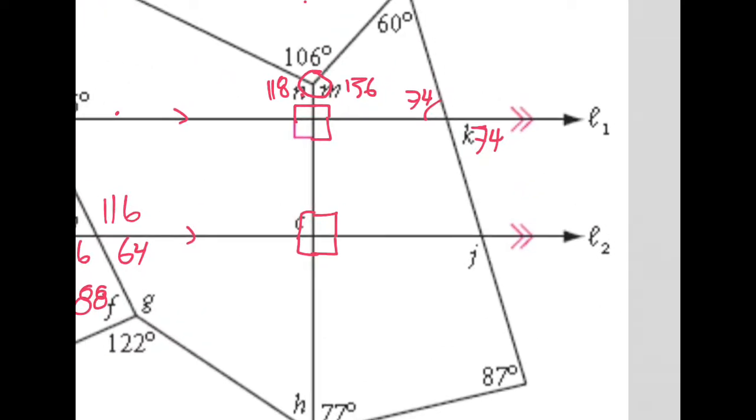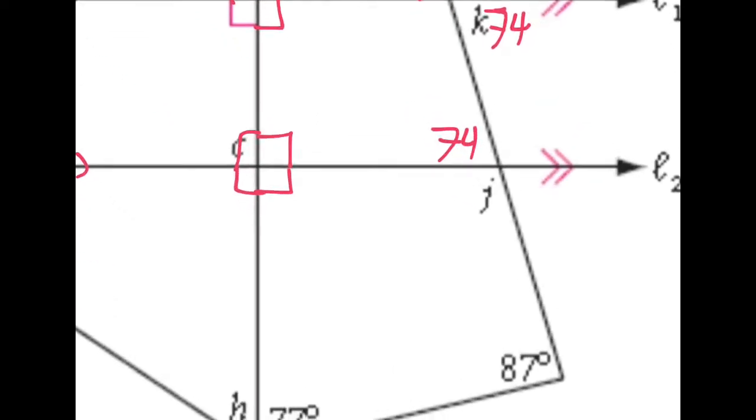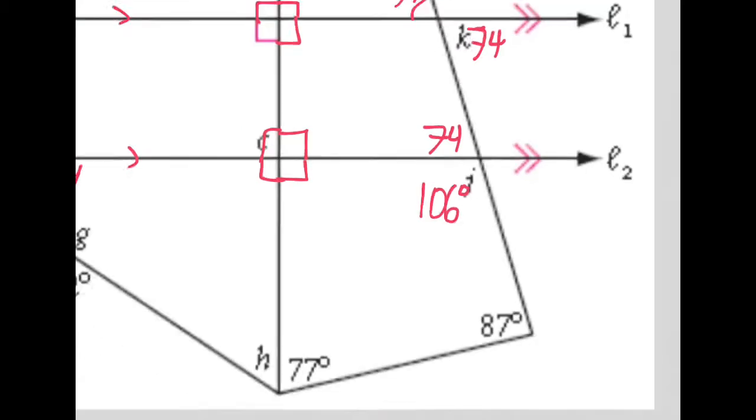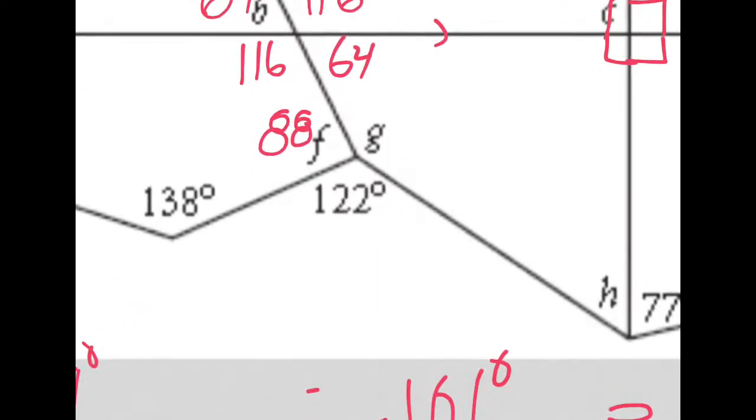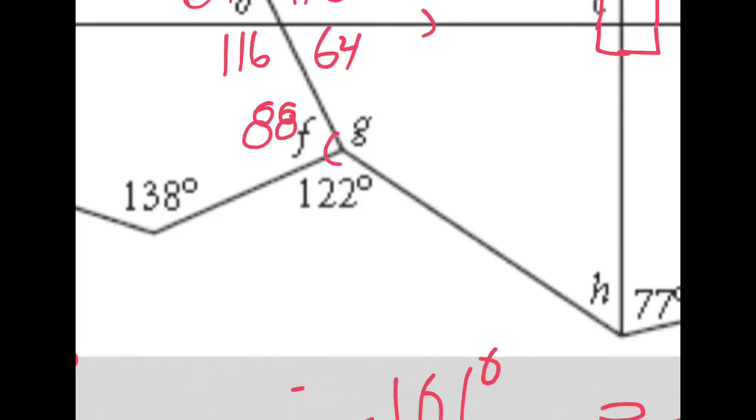So if K is 74 degrees, then this angle right there is also 74 degrees, which means that J has to be 106 degrees, because those are supplementary angles because they form a linear pair. So J is 106 degrees. Where can I go from here? Similarly to what we did before, notice again we got a full circle right there. So 360 minus 122 minus 88 is 150. So G is 150.